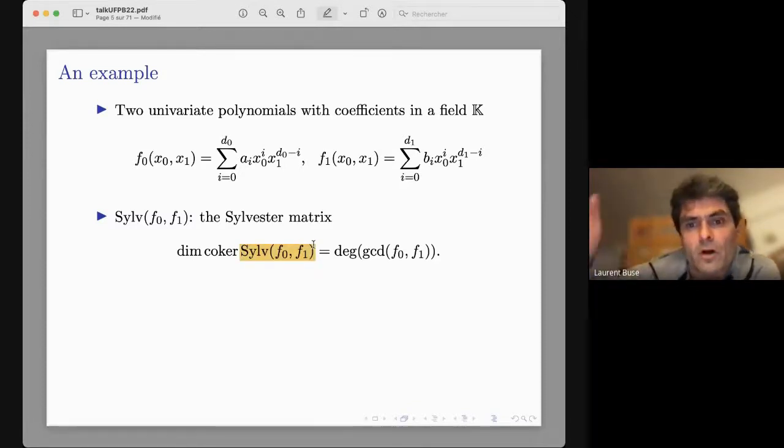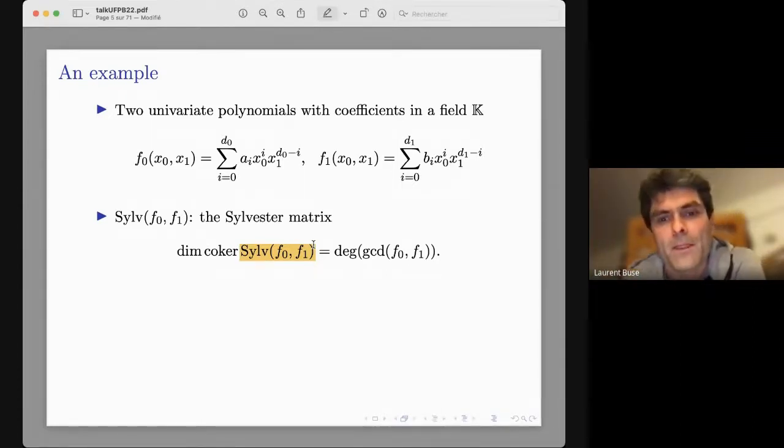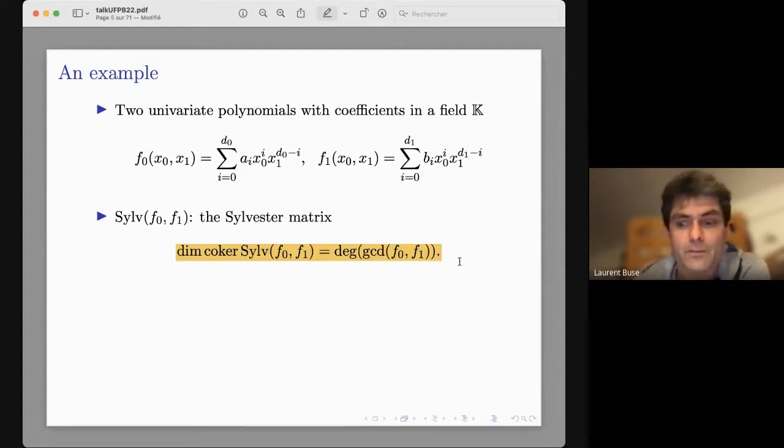It's a matrix with two blocks. The first block contains the coefficients of f0, and the second block is built from the coefficients of f1. The very nice property of this matrix is that the dimension of the co-kernel of this matrix is the degree of the GCD. That means the dimension of this co-kernel as a vector space is the number of roots. So from linear algebra techniques, you can extract all the roots between f0 and f1 just from this matrix, because the dimension of the co-kernel is the degree of the GCD. This is a very geometric property: you keep the information of the number of roots.